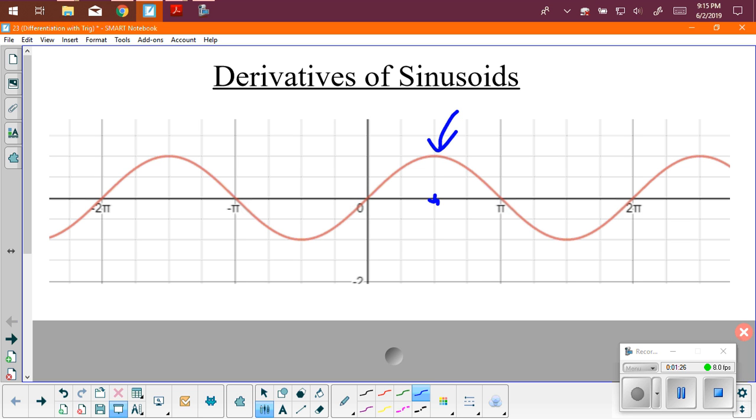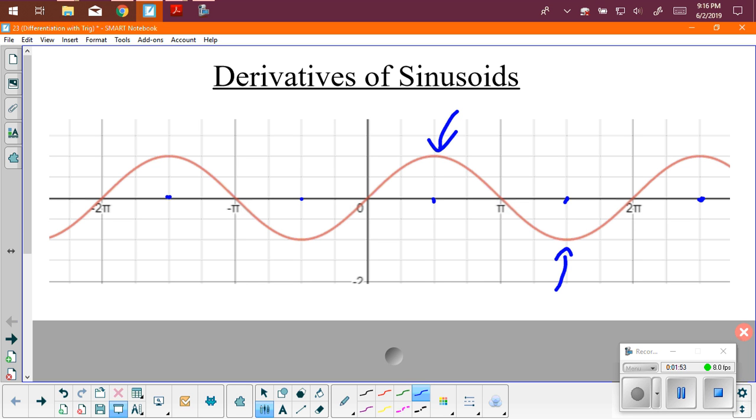And I apologize that I can't seem to point directly on that. We'll try that one more time. Similarly, here at 3 pi over 2, that would be a local min, and so we'd have a 0 there. Everywhere I see a max or min, there's going to be a 0 in the derivative. That's good so far.